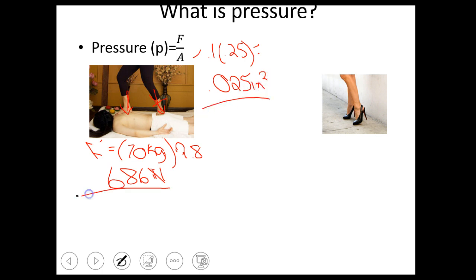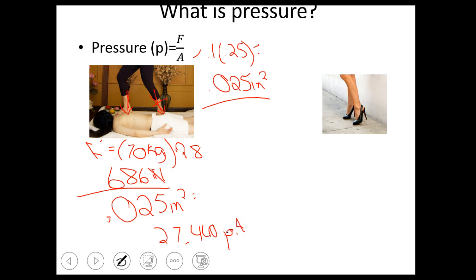And so all I'll do is just take this force of the person divided by the area of one foot. We'll imagine they're standing on one foot. 686 newtons divided by 0.025 square meters. And we find that this applies a pressure of 27,440 newtons per meter squared, or pascals, right?